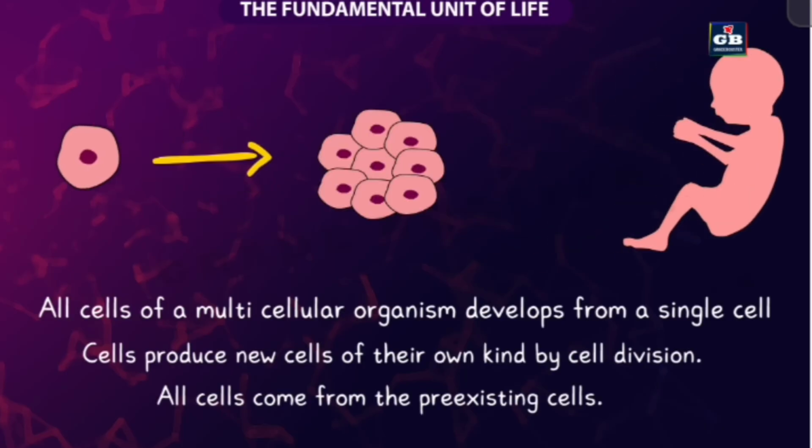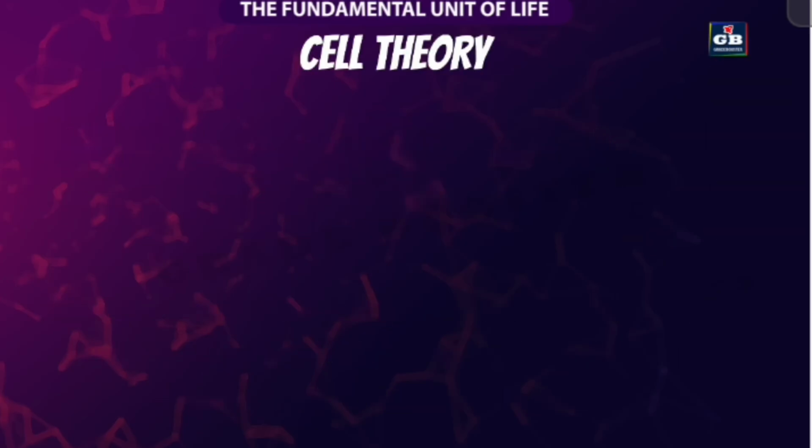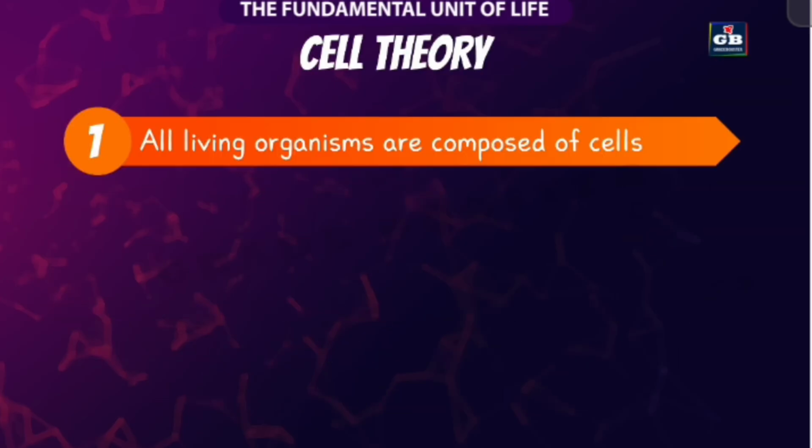So here we learnt three important points about this cell. These three important statements are collectively called as cell theory. Let us see what are those. 1. All living organisms are composed of cells. This means that whether an organism is a single-celled bacterium or a complex multicellular organism like a human, all life is fundamentally made up of cells.